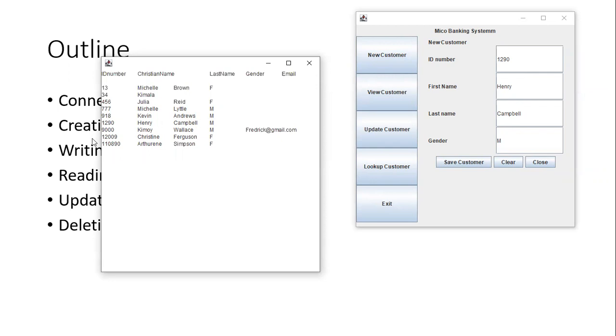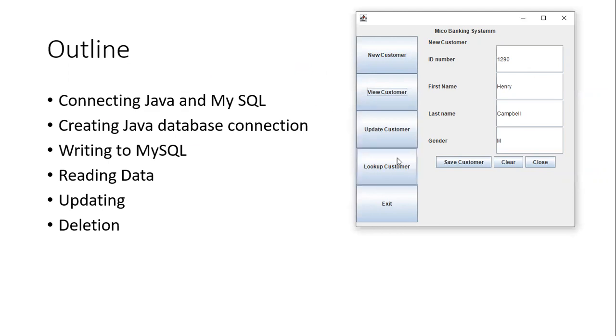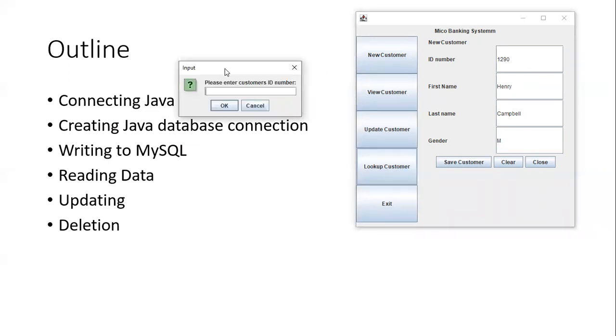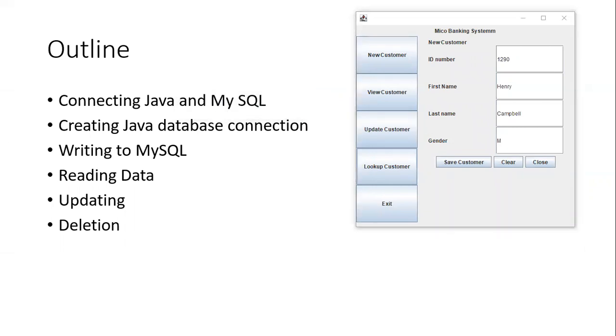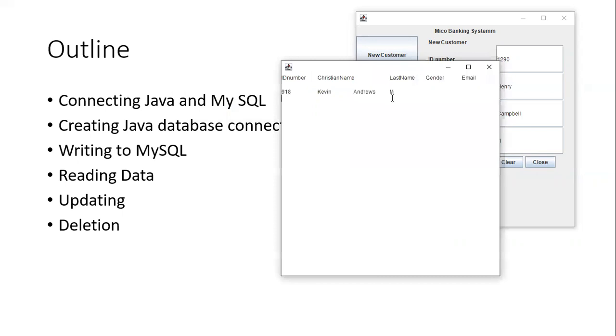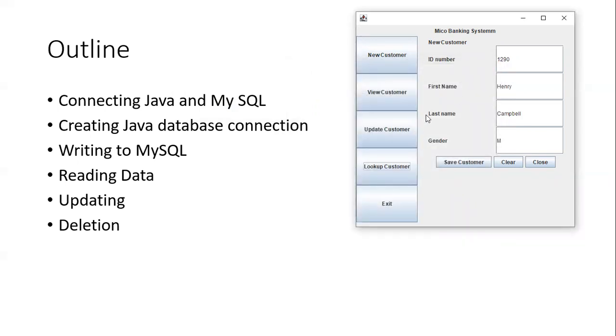I should also be able to search for any record. Let's search for 918, person with ID number 918. Once that is done, here we get the result. All right. Should also be able to perform an update.